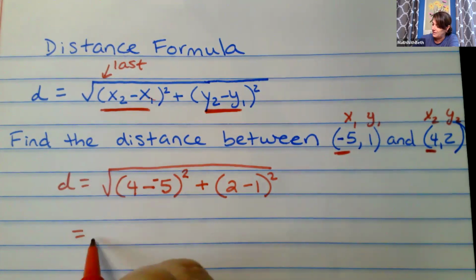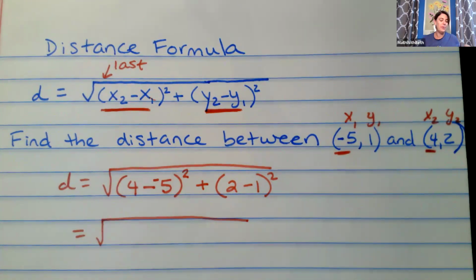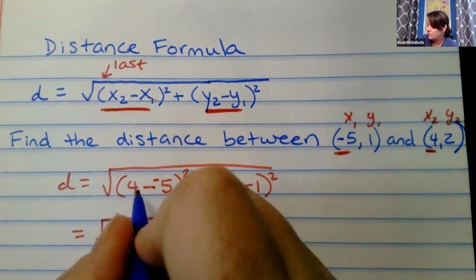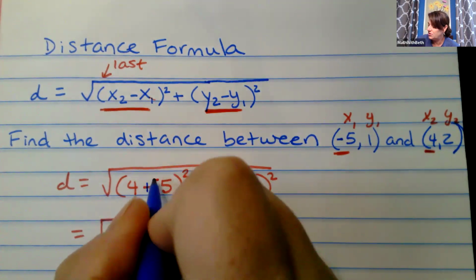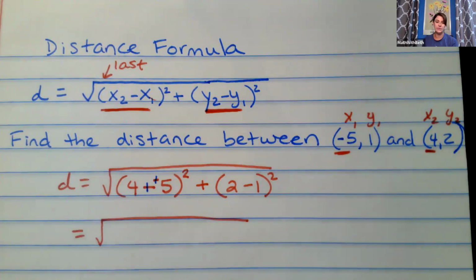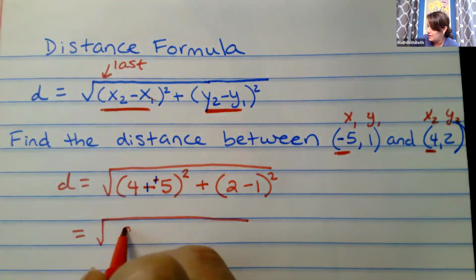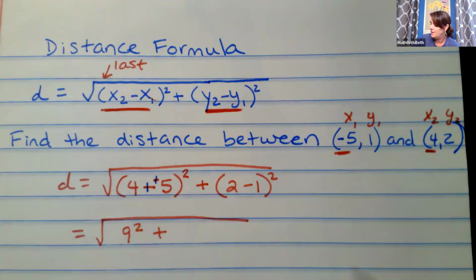So what does that give us? Well, remember, when you have a number minus another number, so 4 minus -5, minus a negative becomes plus. So really, 4 plus 5 is what we have here. And then 2 minus 1.